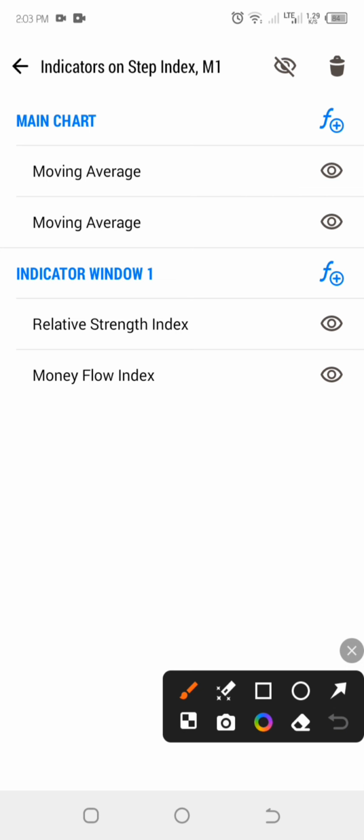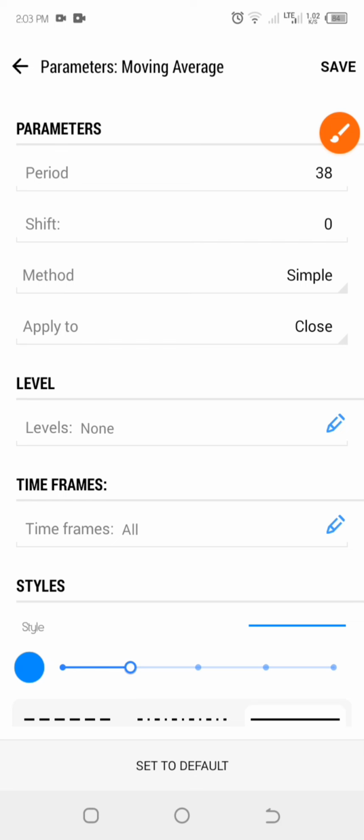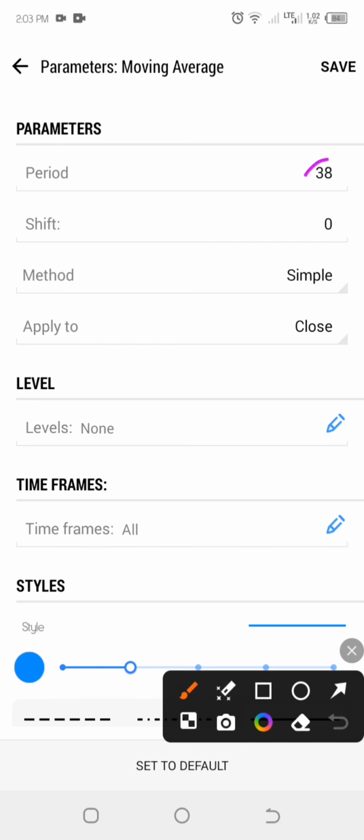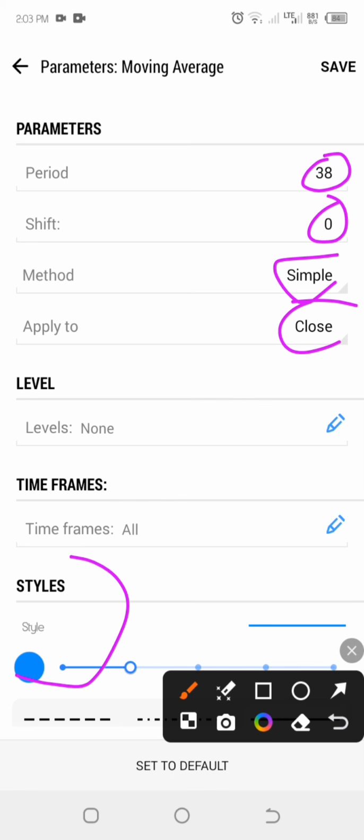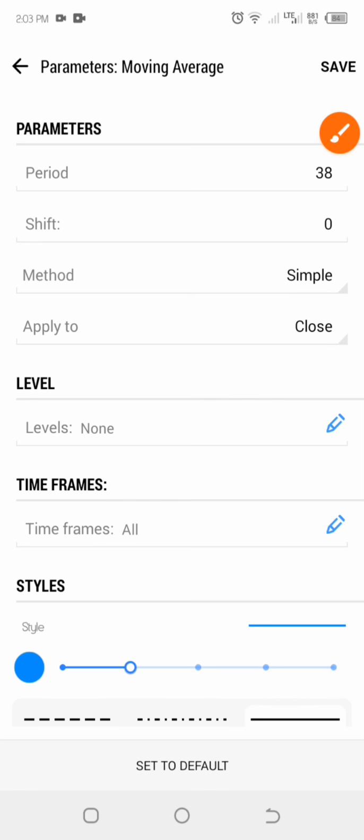Now the next moving average, which is the second moving average: click on this F icon again, search for moving average and click on it. Now for this moving average, the period is 38, shift is 0, method is simple, apply to close, and for the style use any color of your choice and click on save. Then you have the moving averages in your chart.